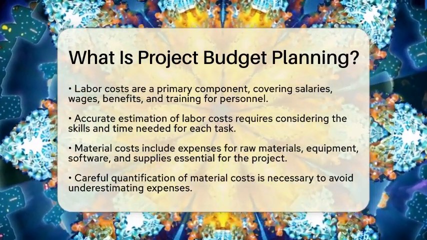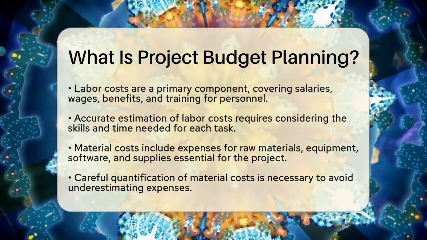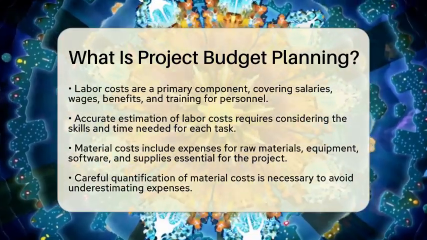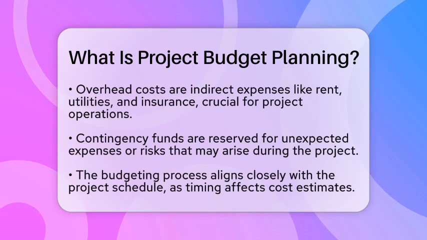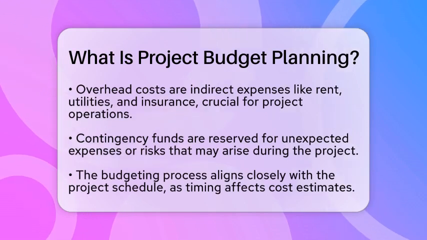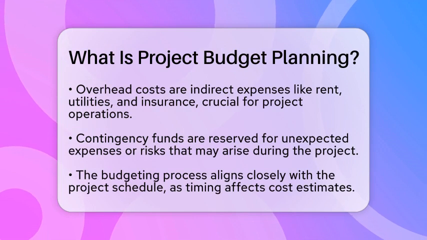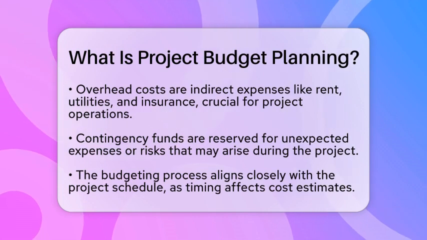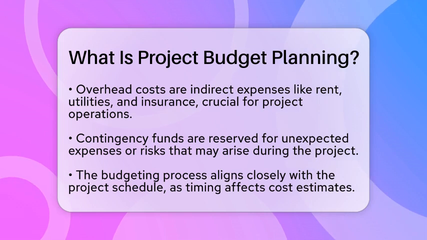Then there are overhead costs. These are indirect costs like rent, utilities, and insurance. They are essential for project operations but not tied to specific tasks. Lastly, we have contingency funds. This is reserved money set aside for unexpected expenses or risks that may pop up during the project. The amount set aside depends on how complex and risky the project is.